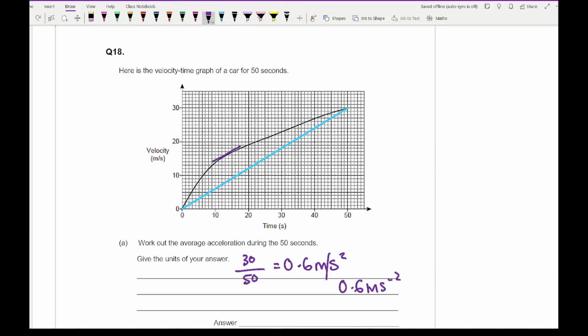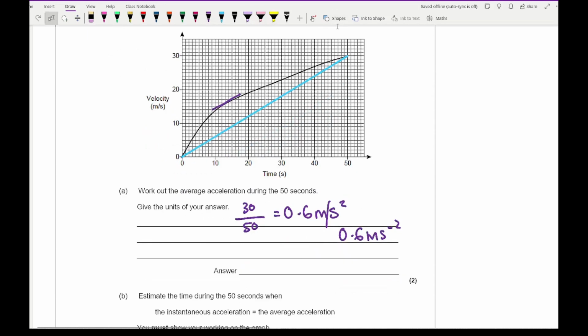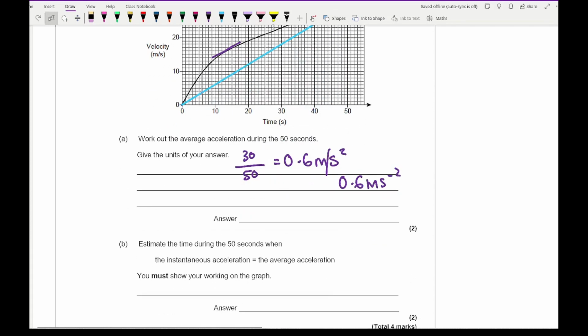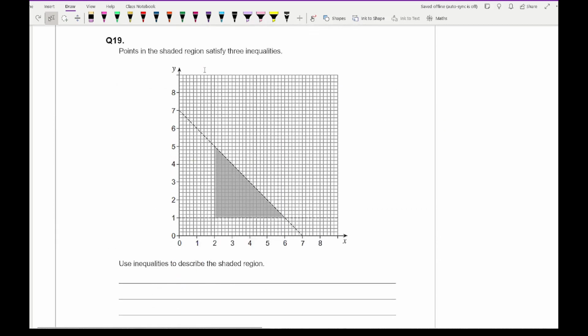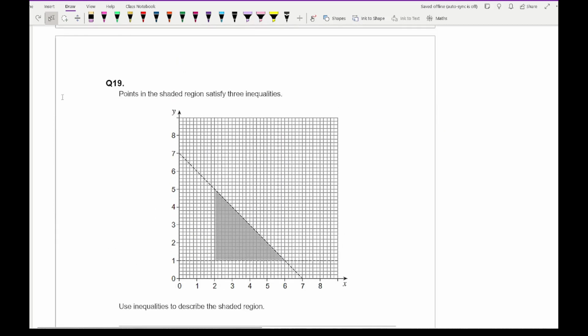So in terms of your answer, and it's important that you do draw that purple line, which is a tangent, I would say any answer between 11 and 14 would be fine. Then moving on to question 19, which moves on to inequalities.